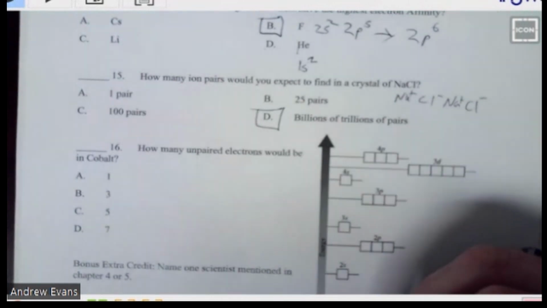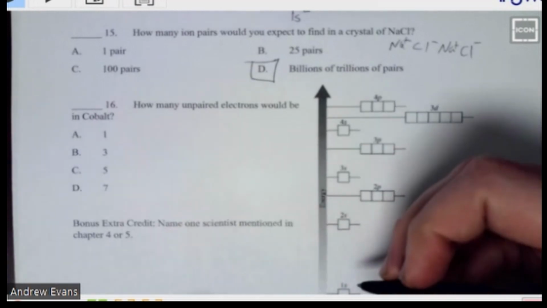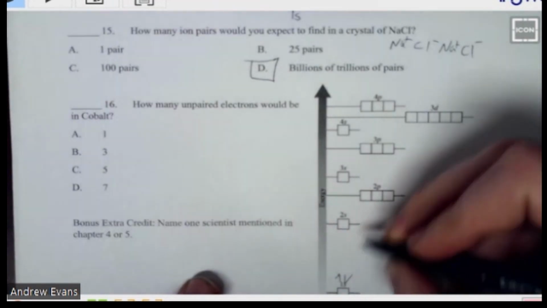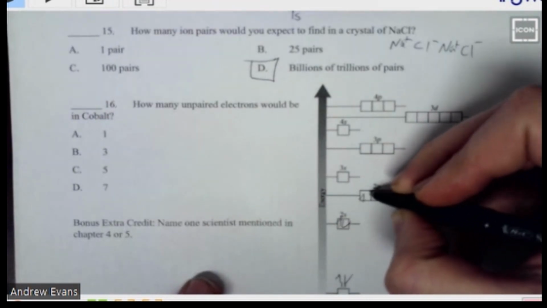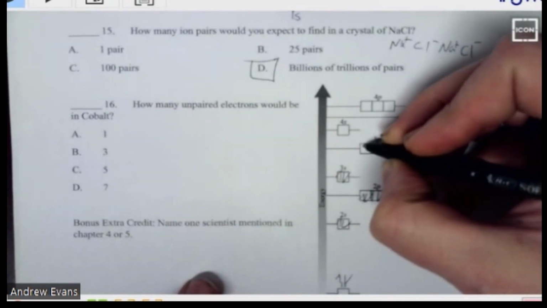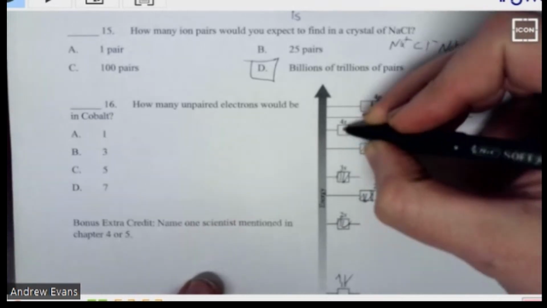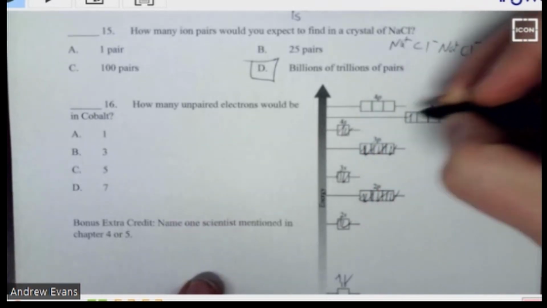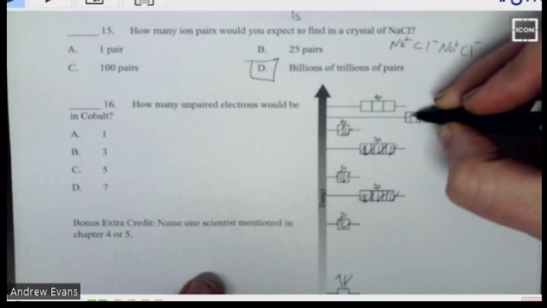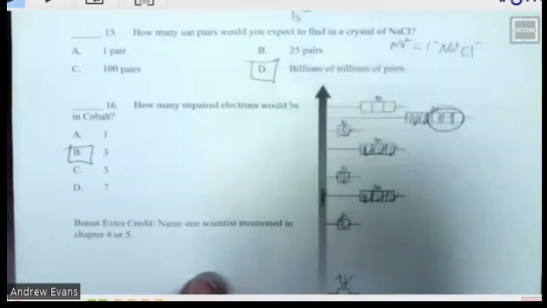And finally, how many unpaired electrons would there be in cobalt? Well, cobalt is the 7th element into the D series. So 1, 2, 1, 2, 3, 4, 5, 6, 7. How many unpaired are there? 3.